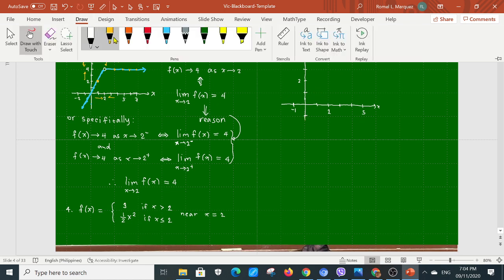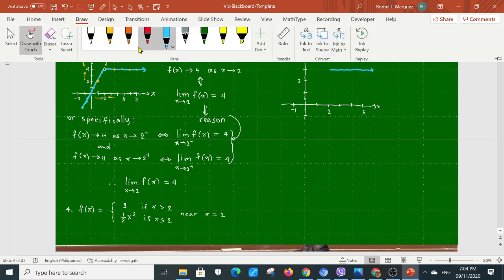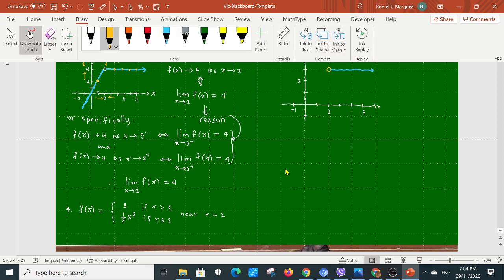So let's have, when x is 2, but this is open, no? We have a horizontal line. When x is 2, y is 3, or the function is equal to 3, as long as greater than 2, no? When x is 2, but it is a hole at that exact 2, no? So it's a hole. Yan, it's open there.